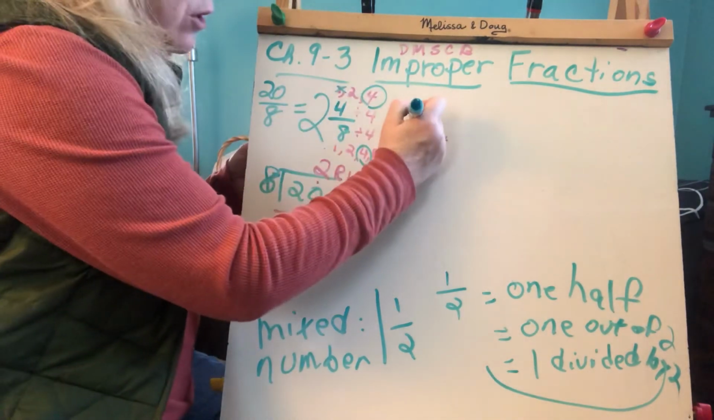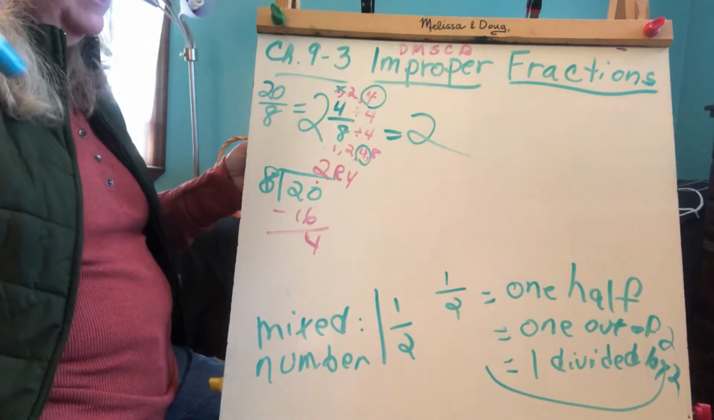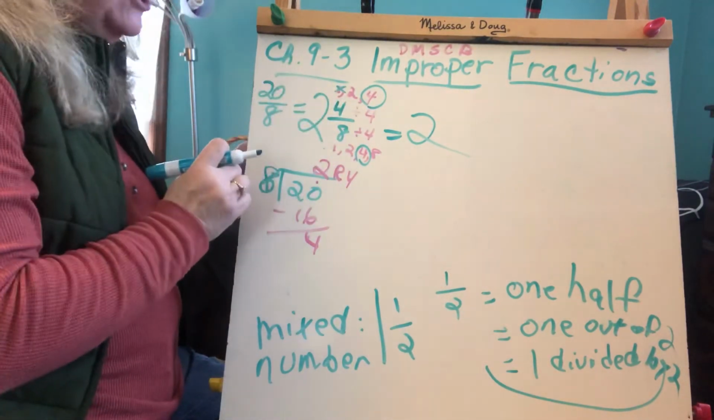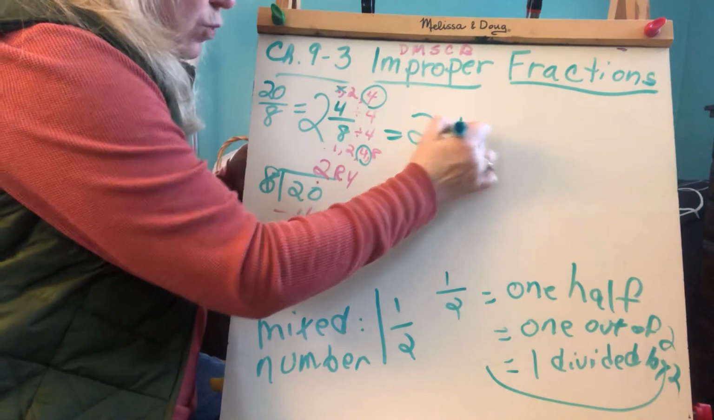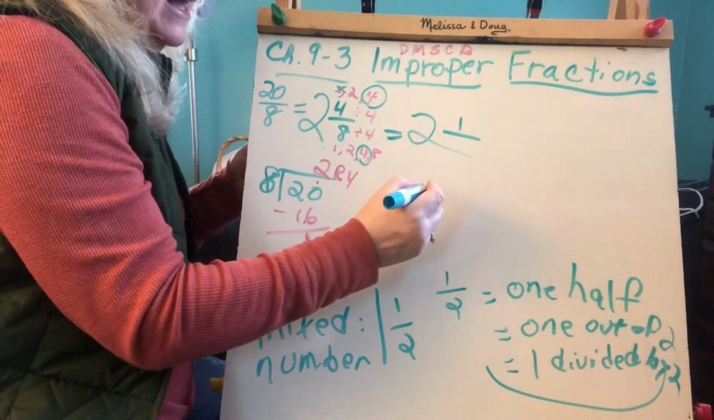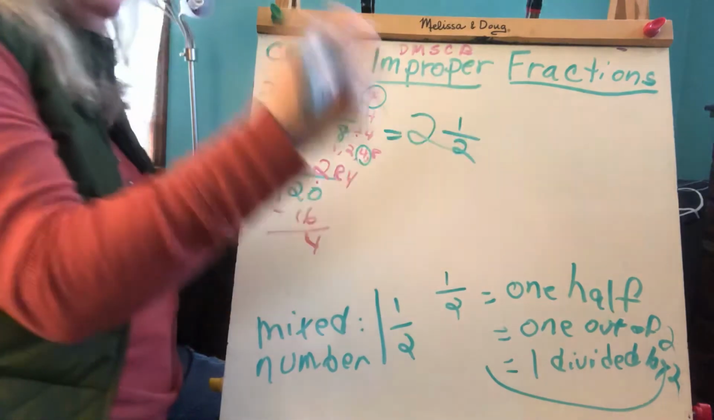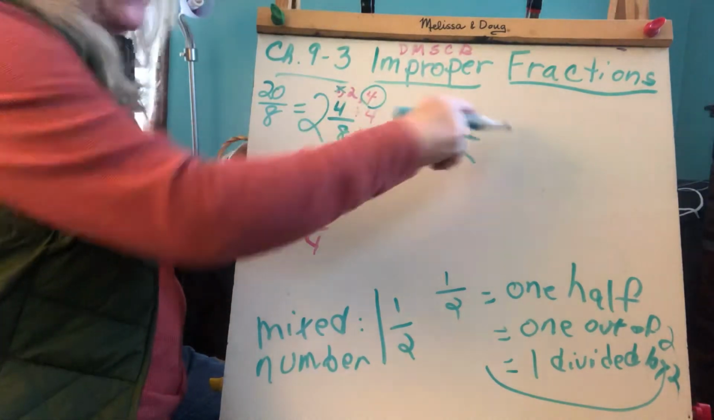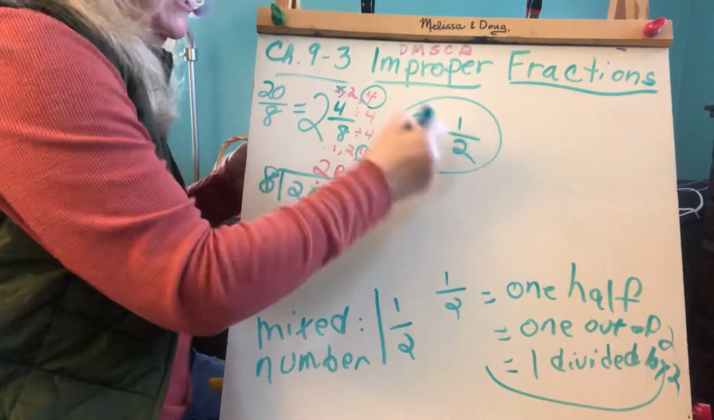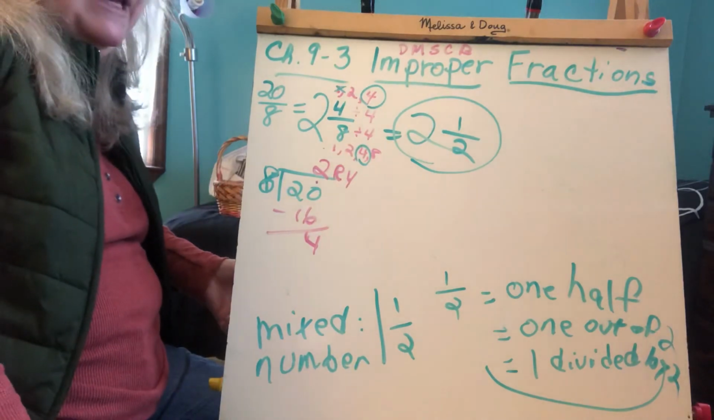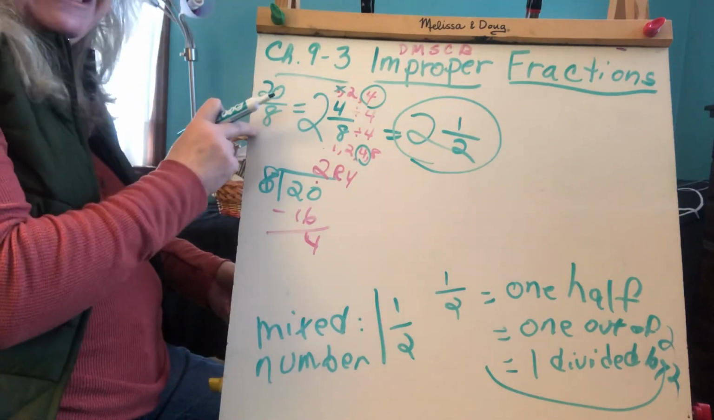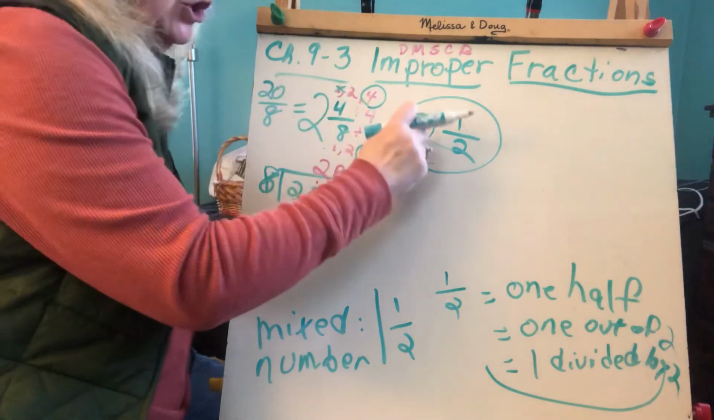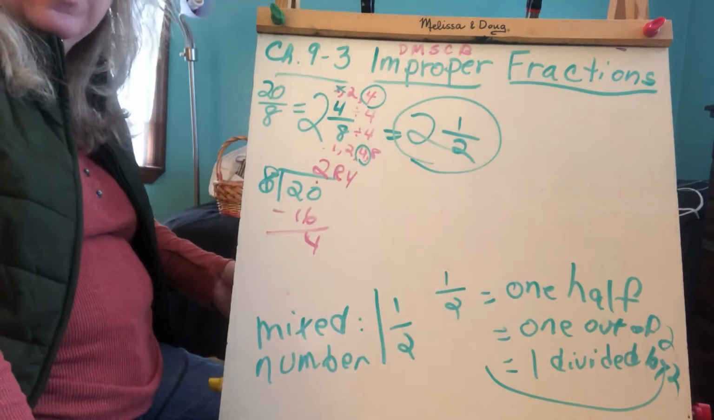You bring over your whole number. You don't do anything to that. I'm only going to simplify the fraction part. 4 divided by 4 is 1. 8 divided by 4 is 2. And remember what I told you before, if you have 1 as your numerator, your fraction is in simplest form. So I circle my answer. So 20/8 equals 2 1/2 when it's in simplest form.